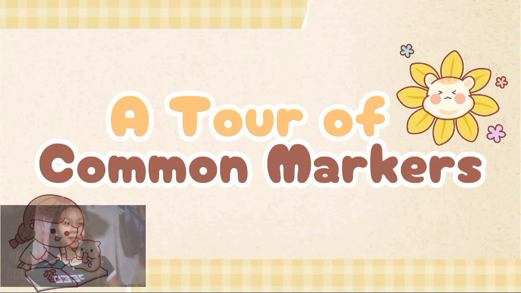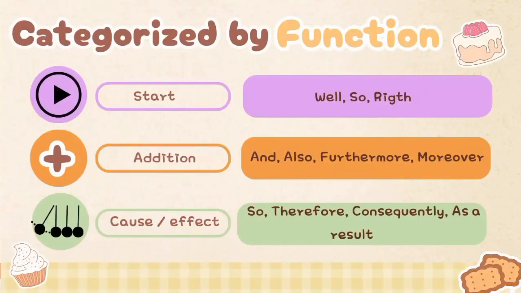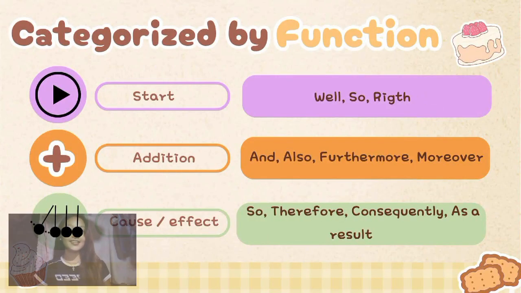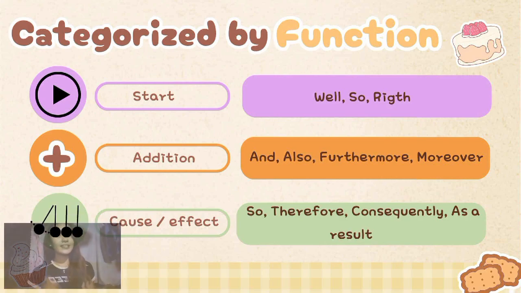A tour of common discourse markers by function. So now, let's categorize some of the most frequent markers by their primary logical function. First, starting a topic or introducing an idea. Words like well, for example, well, I think we should begin. Another word like so, for example, so let's get down to business. Another word is right. For example, right, the first item on the agenda is.